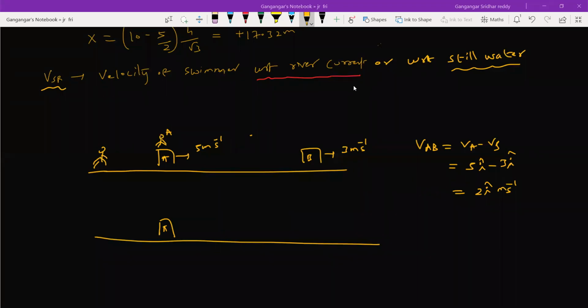Look at this. Now let A move with a velocity VAB. Though B is moving with respect to the ground, how will it appear for him? B will appear at rest for A. Though B is moving, for person A it will appear at rest, because A is moving with a velocity VAB.